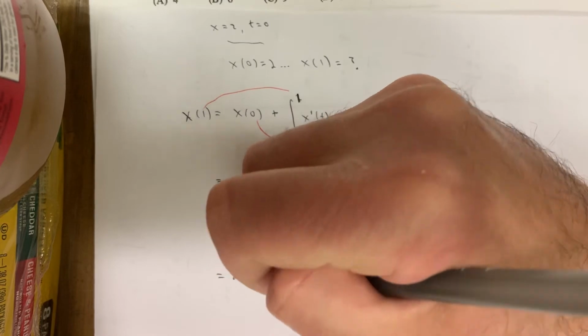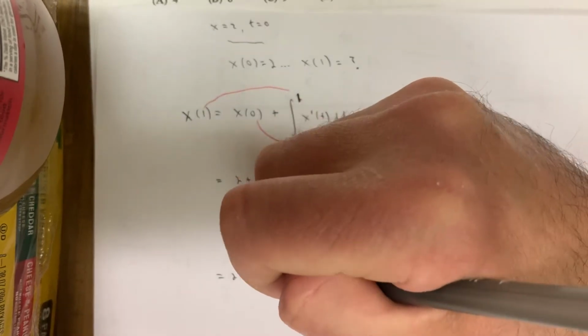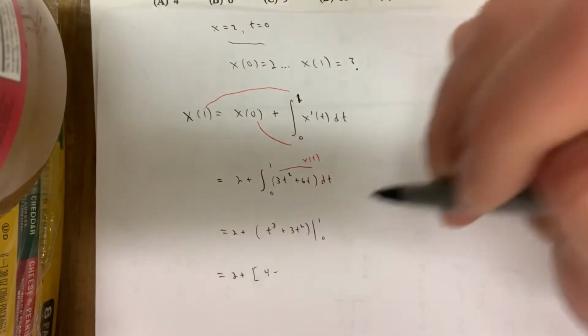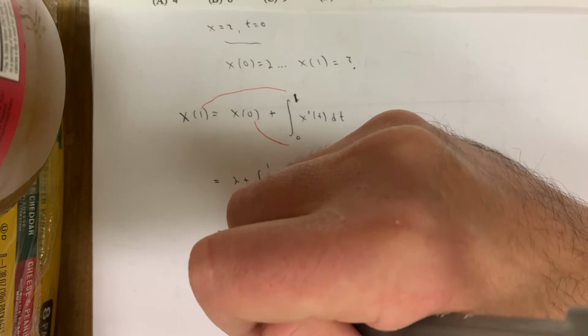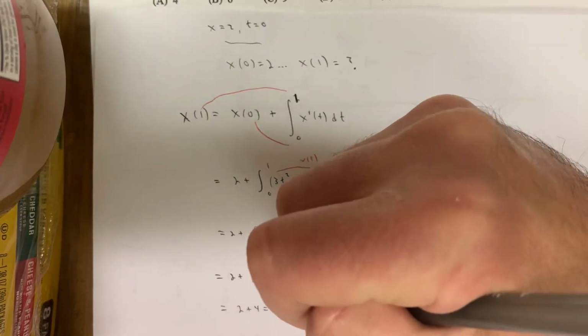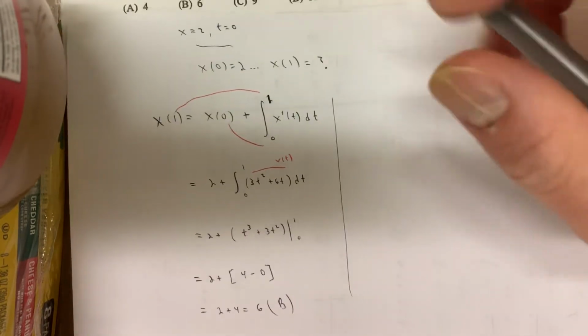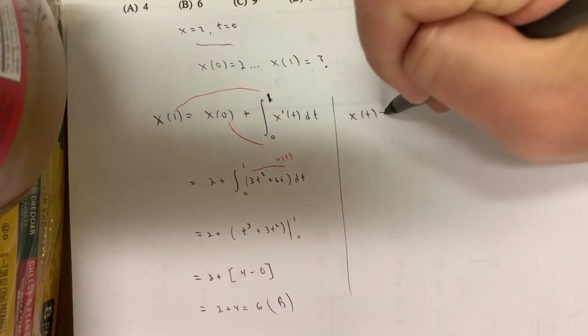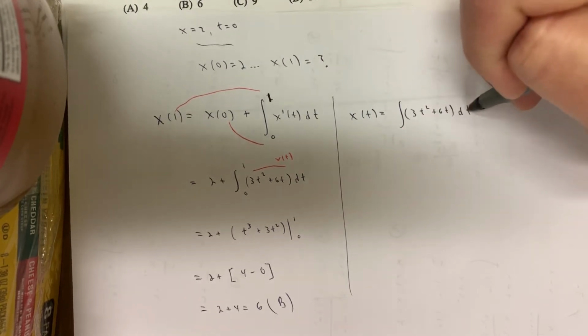2 plus, plugging in the 1 first, 1 cubed plus 3 times 1 squared is 1 plus 3, which is 4. So plugging into the upper bound, minus the plug in the lower bound, which is 0, so that's luscious. So you really just get 2 plus 4, which equals 6, which is multiple choice selection B. If you don't like that, you could get your position function the old school way by just integrating your velocity function. It's the same amount of work as what we just did.